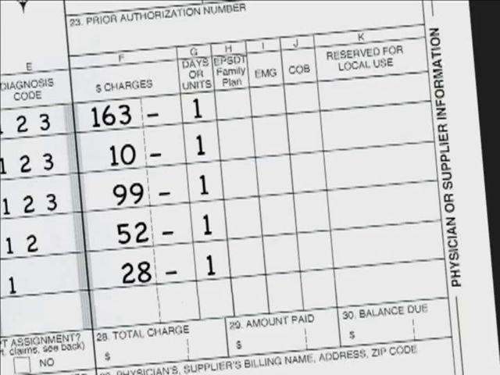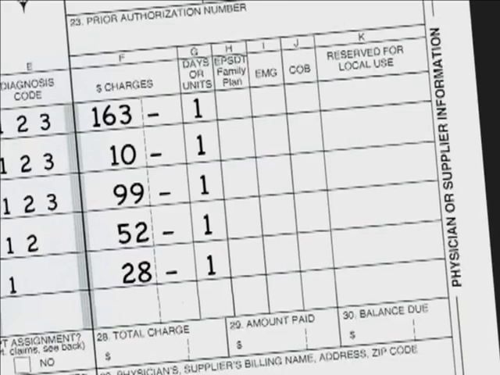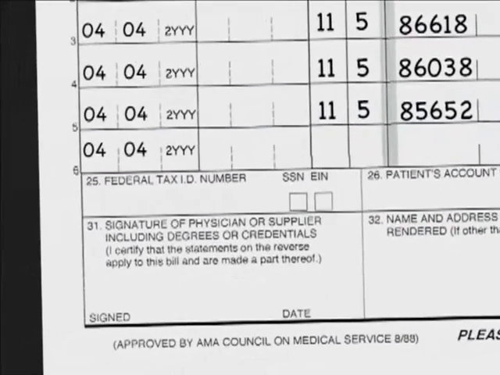Otherwise, leave blank. For Medicaid and Medicare patients only, if the patient was seen for an emergency, enter an X in column I. Otherwise, leave blank. Leave columns J and K blank. Block 25. Enter the physician's Social Security number or Federal Employee Identification number, whichever is applicable. Enter an X in the box to indicate which is reported on the claim.